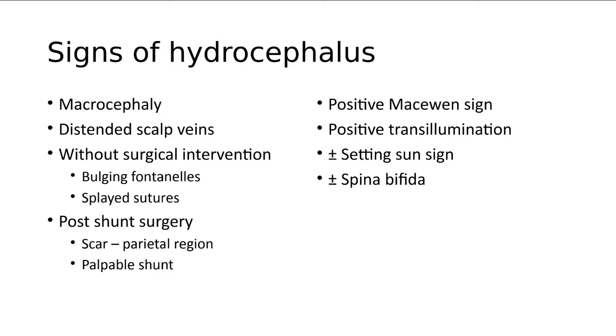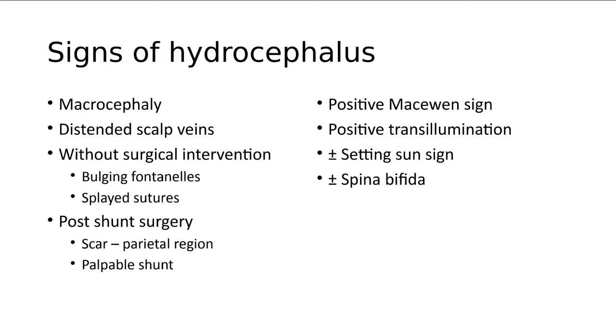Okay, so just to know some signs of hydrocephalus. These include macrocephaly, a large head circumference, the presence of distended scalp veins. Before surgical intervention, you may have bulging fontanelles and splayed sutures. After shunt surgery, you may have a scar in the parietal region or a palpable shunt. We may have the positive McEwen sign, positive transillumination, and some eye signs, a setting sun sign. As well, if you have a child with hydrocephalus, you should always examine the spine for the presence of a spina bifida.